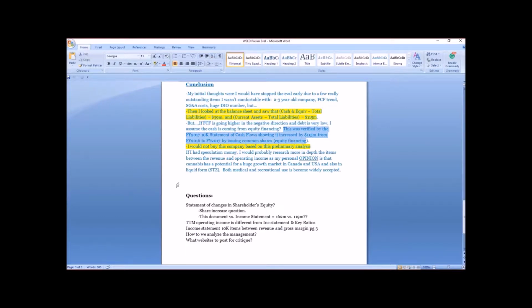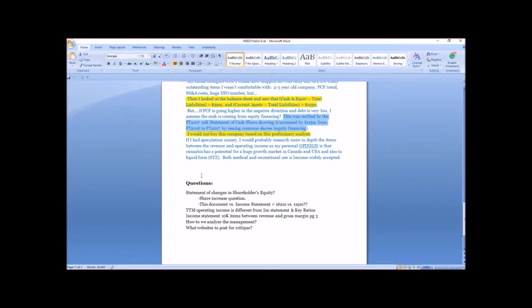Maybe if I had a little speculation money, I'd dig a little deeper. But after talking with you about the regulatory side and how it's all going to shake out, I probably won't even speculate. Here I'm getting more into teaching mode.